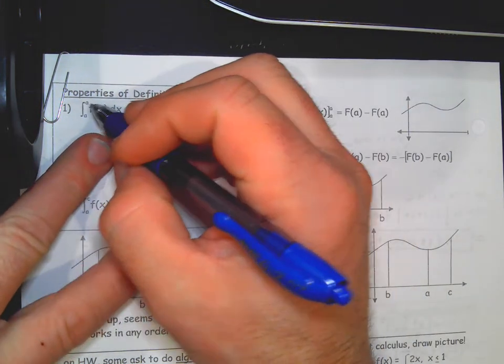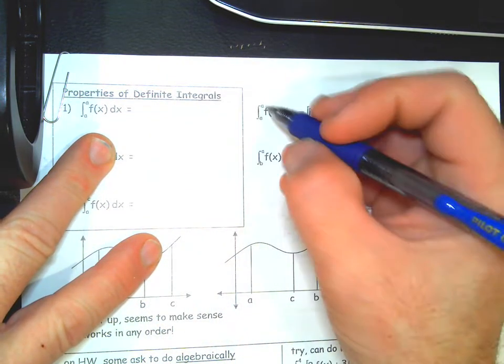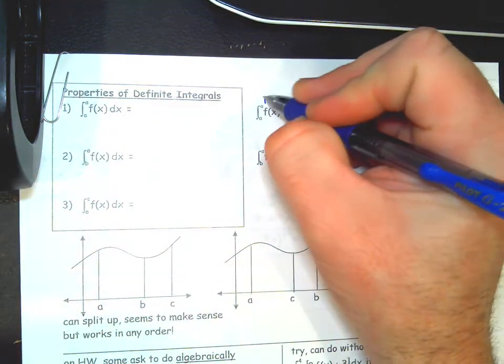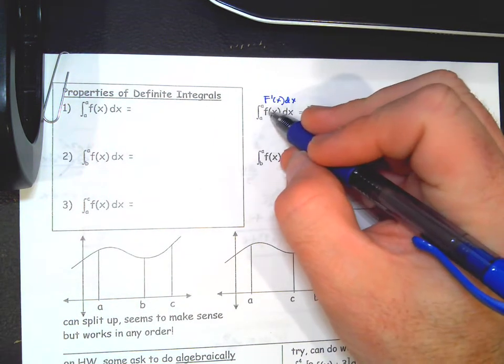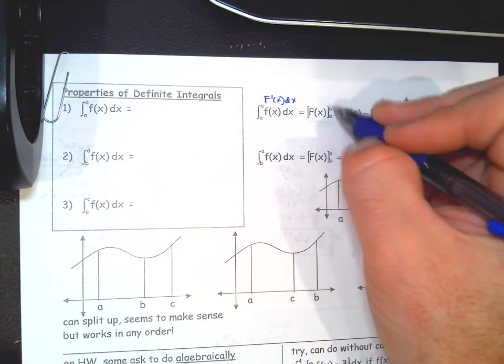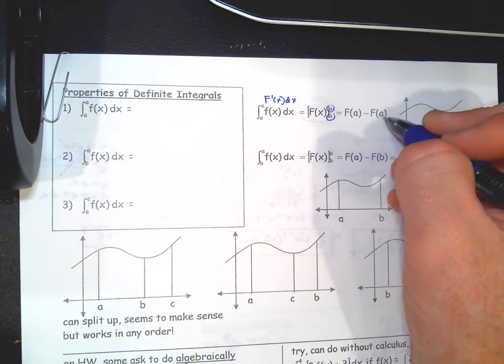So if we're integrating a function from a to a, let's see what happens. This is like that whole thing. This is like F prime, right? I'm using the same notation for both. The antiderivative of little f is big F. You're going to plug limits in. If it's a to a, you get F of a minus F of a, which is 0, right?